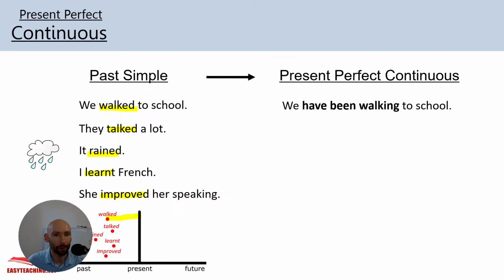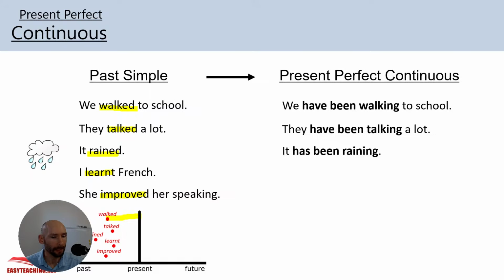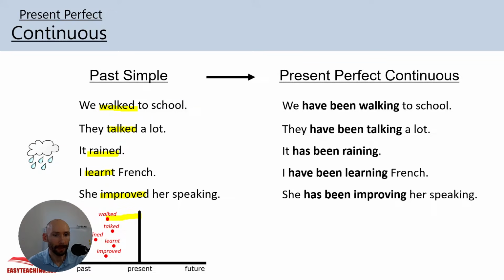Okay, how did you go? The second one, past simple, is they talked a lot. Present perfect continuous, they have been talking a lot. The next one, it has been raining. I have been learning French. And the last one, she has been improving her speaking.